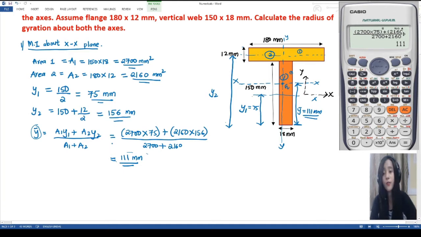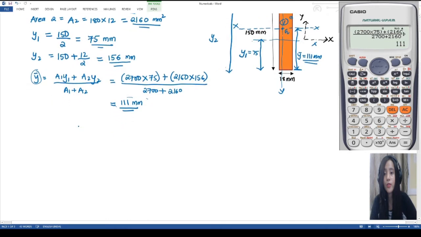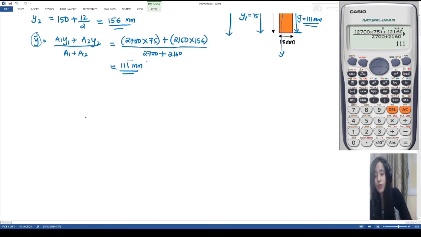Now let us find the moment of inertia about Ixx. Ixx will be equal to Ixx1, the moment of inertia of my first section, that is the web portion, plus Ixx2, the moment of inertia of the second section, which is my flange portion of the T section.